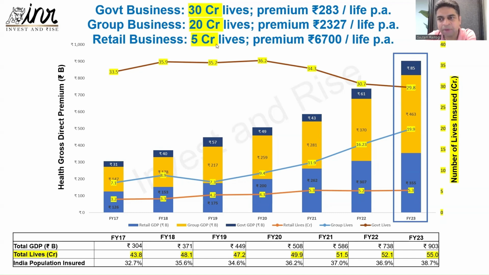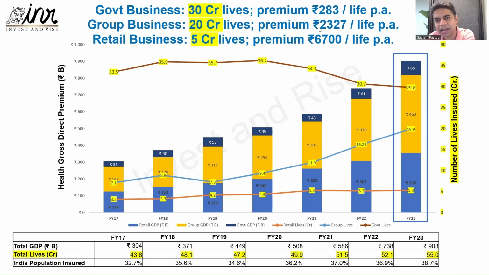So in retail you have only 5 crore lives covered, but you get a higher premium per life. Now, if you look at this chart, these bars are the health premiums, and these lines are the number of lives. If you see this blue line, this is the group lives. Group lives covered have been steadily growing; now almost 20 crore lives are being covered. As more and more people join the workforce, you would have more people being covered by their corporate policies.